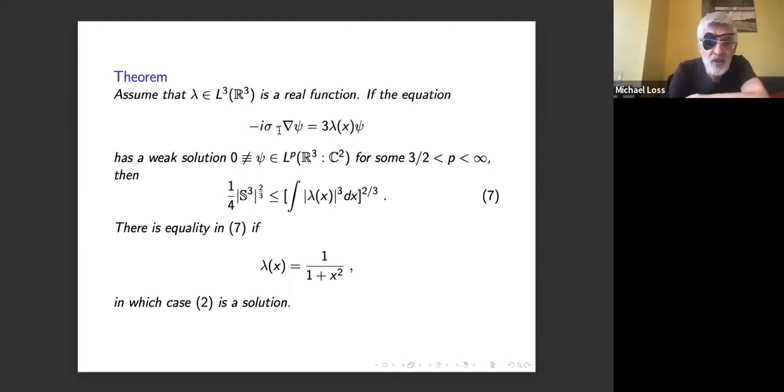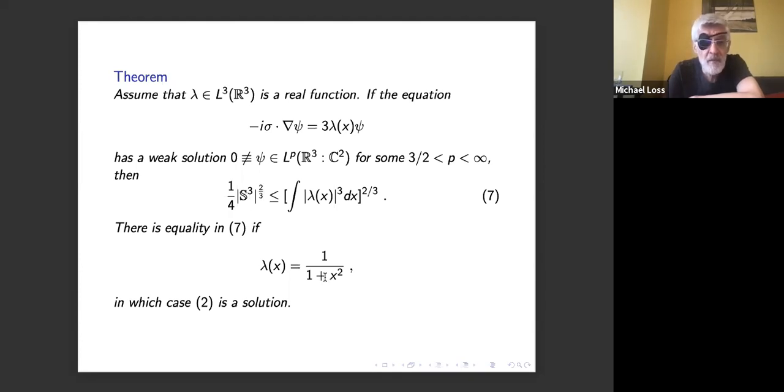But still, you can make some statements which are quite analogous to the statement about the potential problem for the Schrödinger equation. Namely, suppose this thing has a weak solution psi in L^p for some p between 3/2 and infinity. Then the L^3 norm to the power 2/3 of this lambda is greater or equal to this number. S_3 is just the area of the three sphere in 4 dimensions, you raise it to the 2/3 times 1/4. And interestingly enough, there is equality in 7 if lambda(x) is 1 over 1 plus x squared.